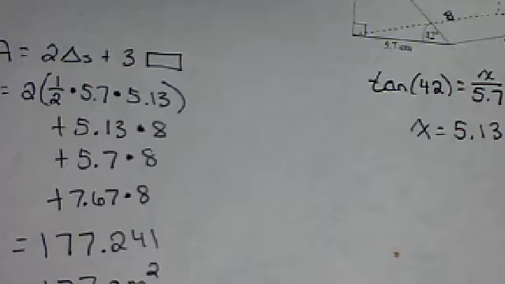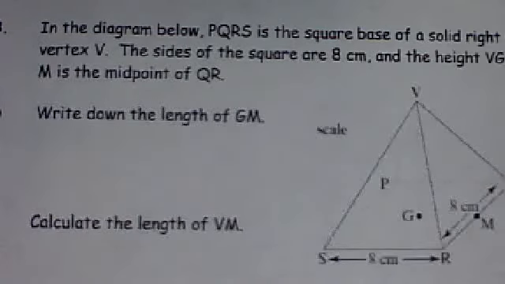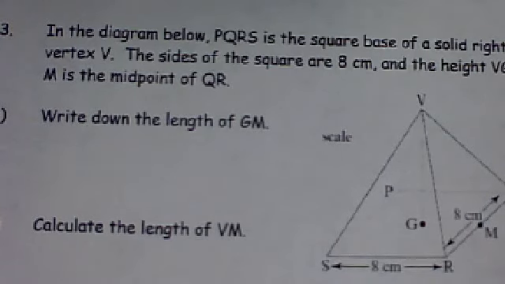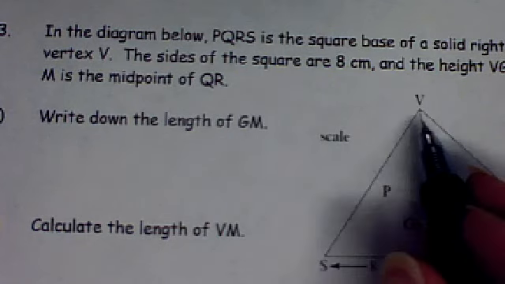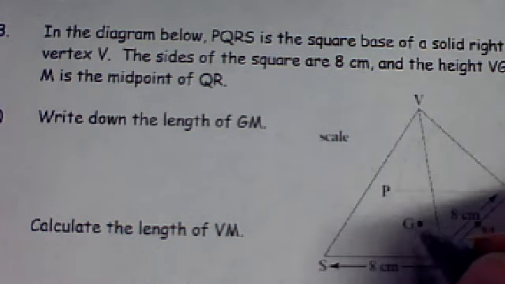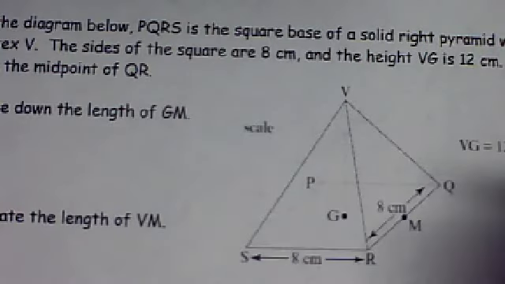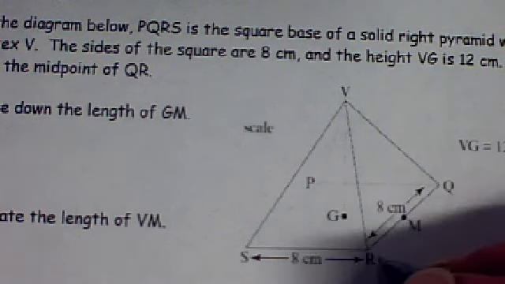Last example. We've got a pyramid. Now this is going to kind of review the other stuff that we've learned as well. In the diagram below, PQRS is the square base of a solid right pyramid with vertex at V. The sides of the square are 8 centimeters. The height, VG, says is 12. And M is the midpoint of QR.